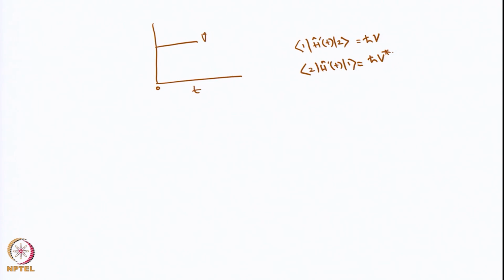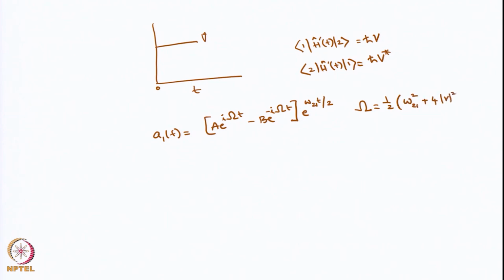Using these conditions and doing a little more math, we converted the equations into second order derivatives and finally came up with a solution, that is a1 of t equals (a e to the power of i omega t minus b e to the power of minus i omega t) times e to the power of minus i omega 21 t by 2, where omega is given as half of (omega 21 square plus 4 times modulus of v square) to the power of half, and a2 of t is equal to (a e to the power of i omega t plus b e to the power of minus i omega t) times e to the power of i omega 21 t by 2.